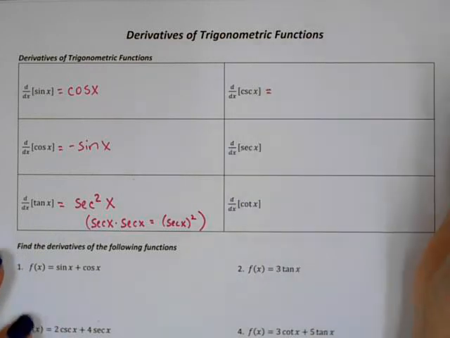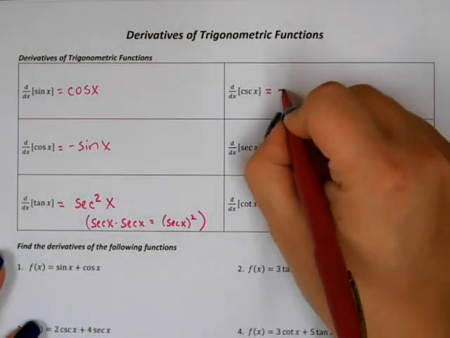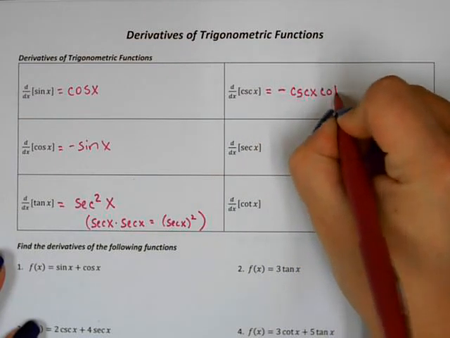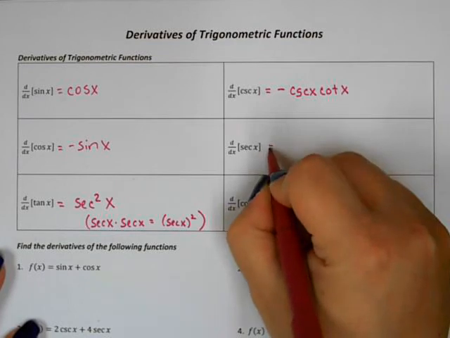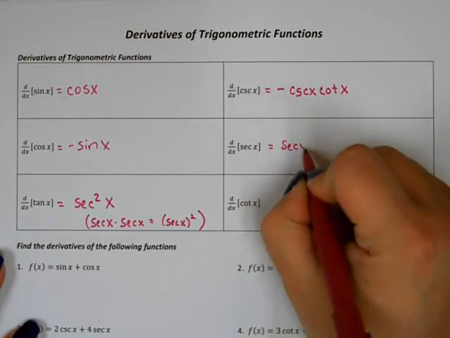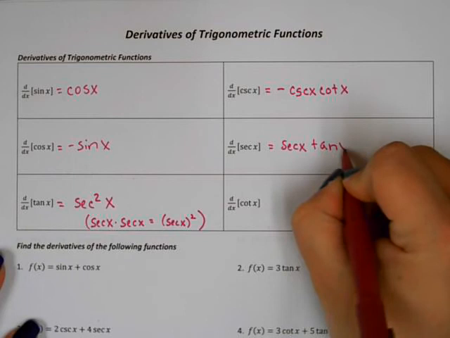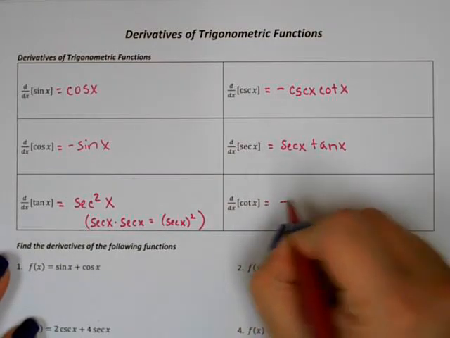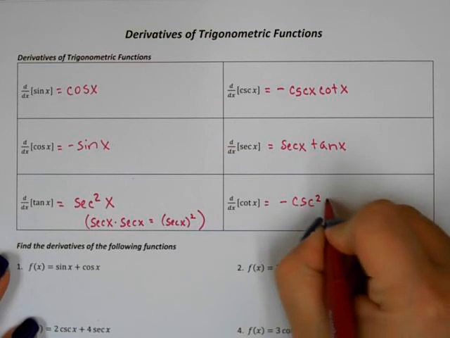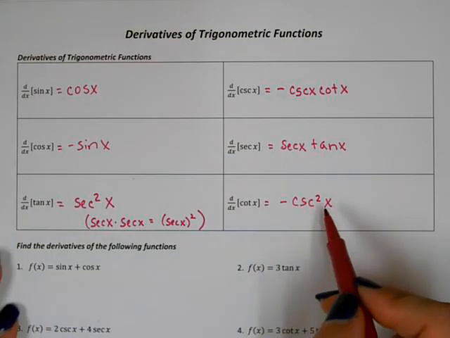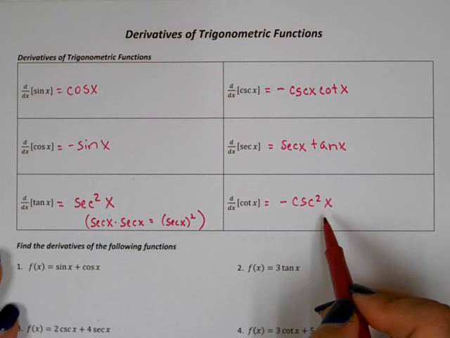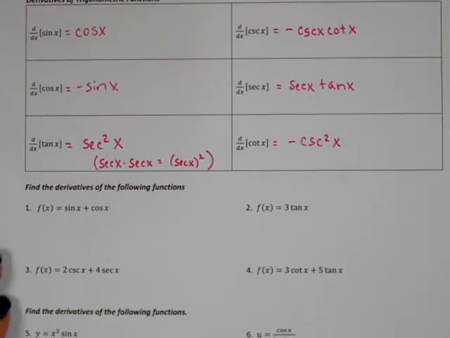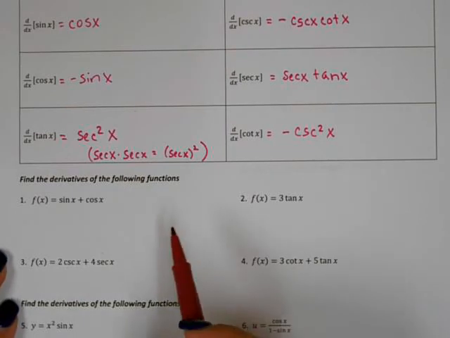The derivative of cosecant of x is negative cosecant x cotangent x. The derivative of secant is secant of x tangent of x. And the derivative of cotangent is negative cosecant squared x. Again, cosecant squared x just means the cosecant of x squared. Okay? So let's actually look at some examples here. So find the derivatives of the following functions.